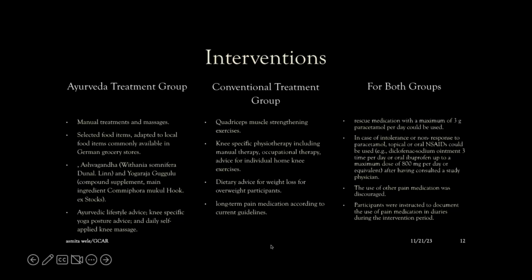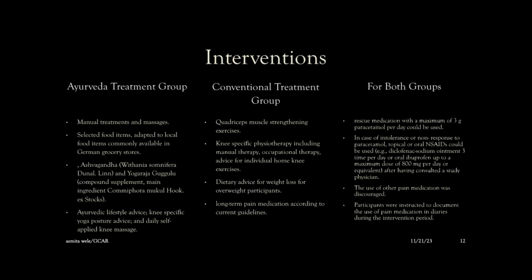So this was the Ayurvedic treatment group. Then there was a conventional treatment group, which followed quadriceps muscle strengthening exercise. They followed knee-specific physiotherapy, including manual therapy, occupational therapy, and advice for individual home knee exercises. Then they also followed dietary advice for weight loss only for the overweight participants. So not for everybody, there was a diet restriction, but only for overweight participants. Long-term pain medication, according to current guidelines, was prescribed to these patients.